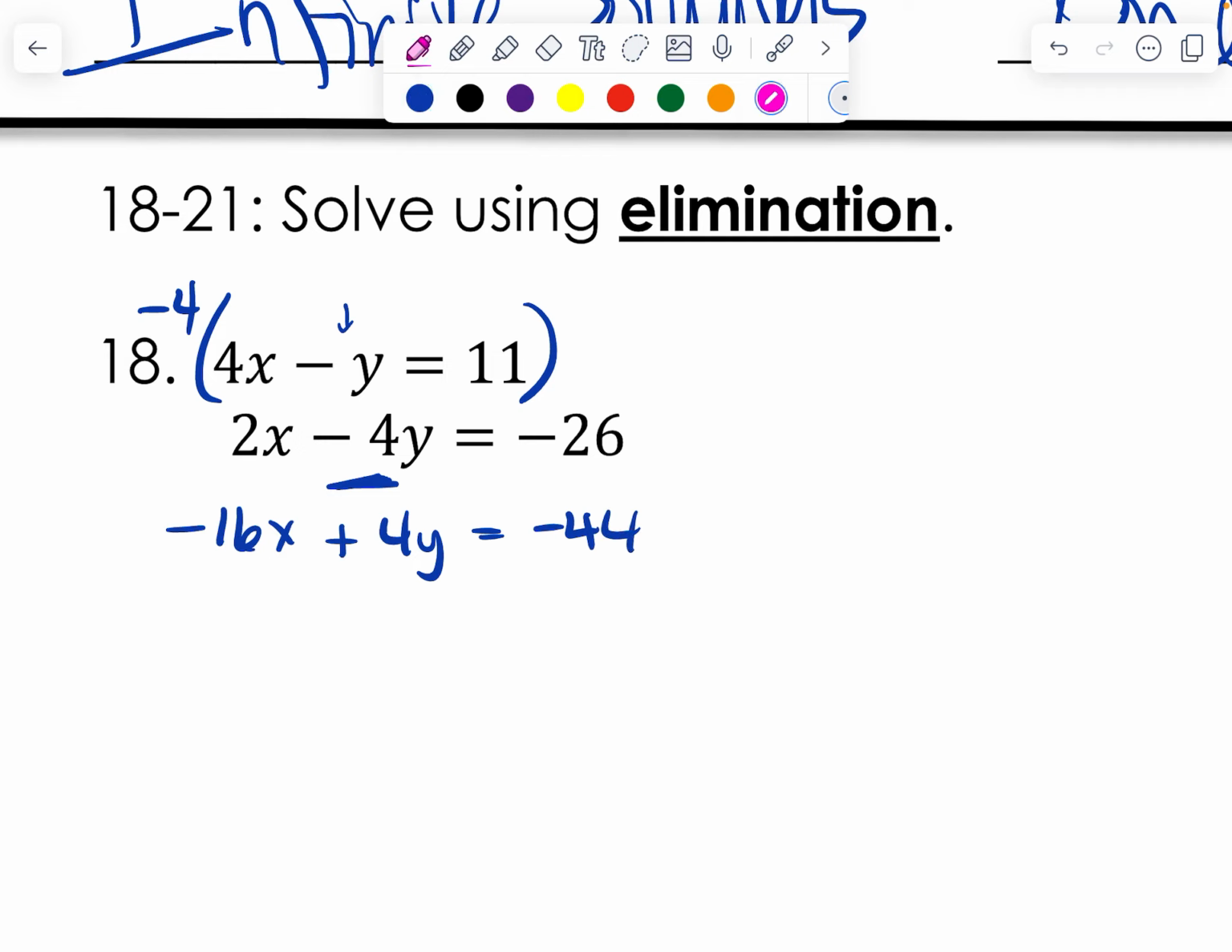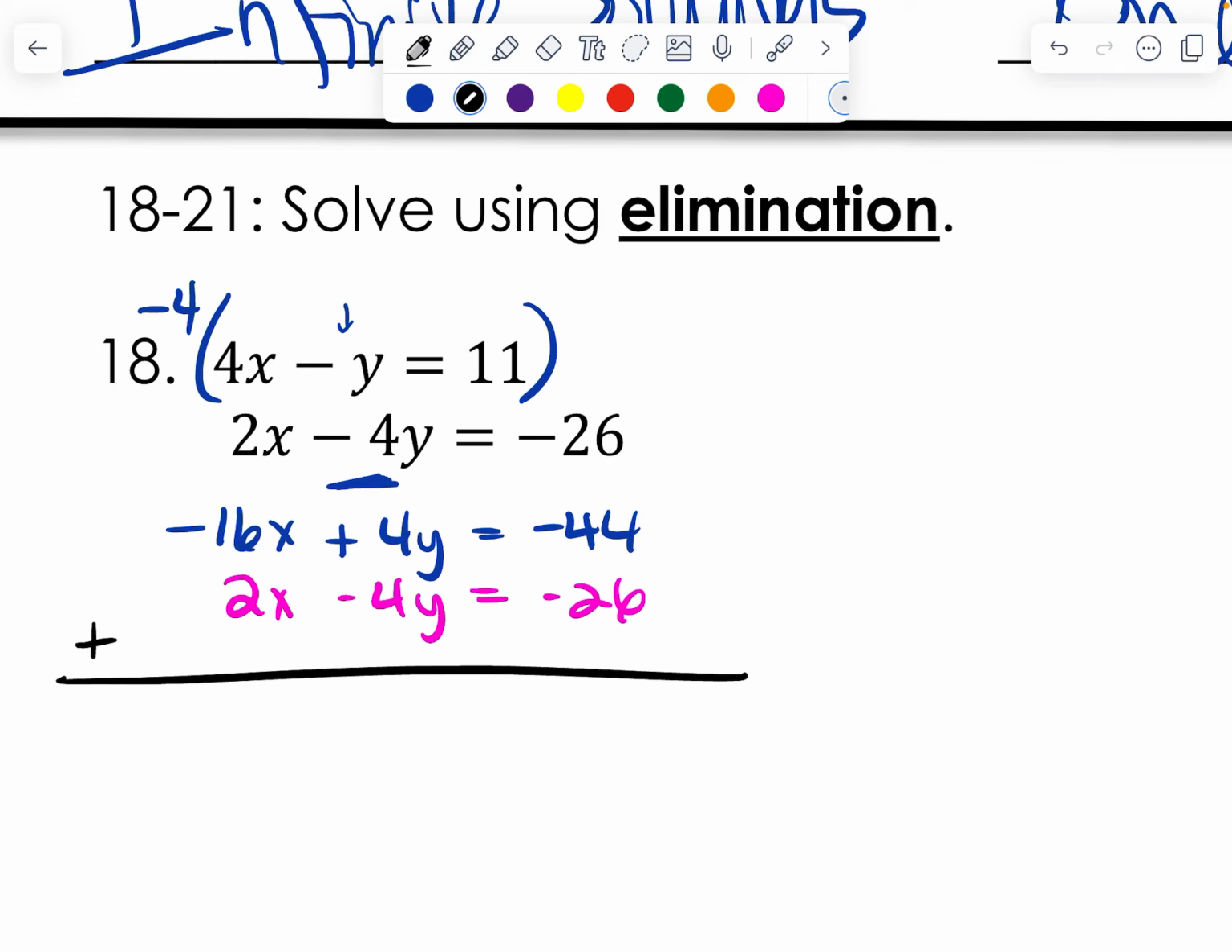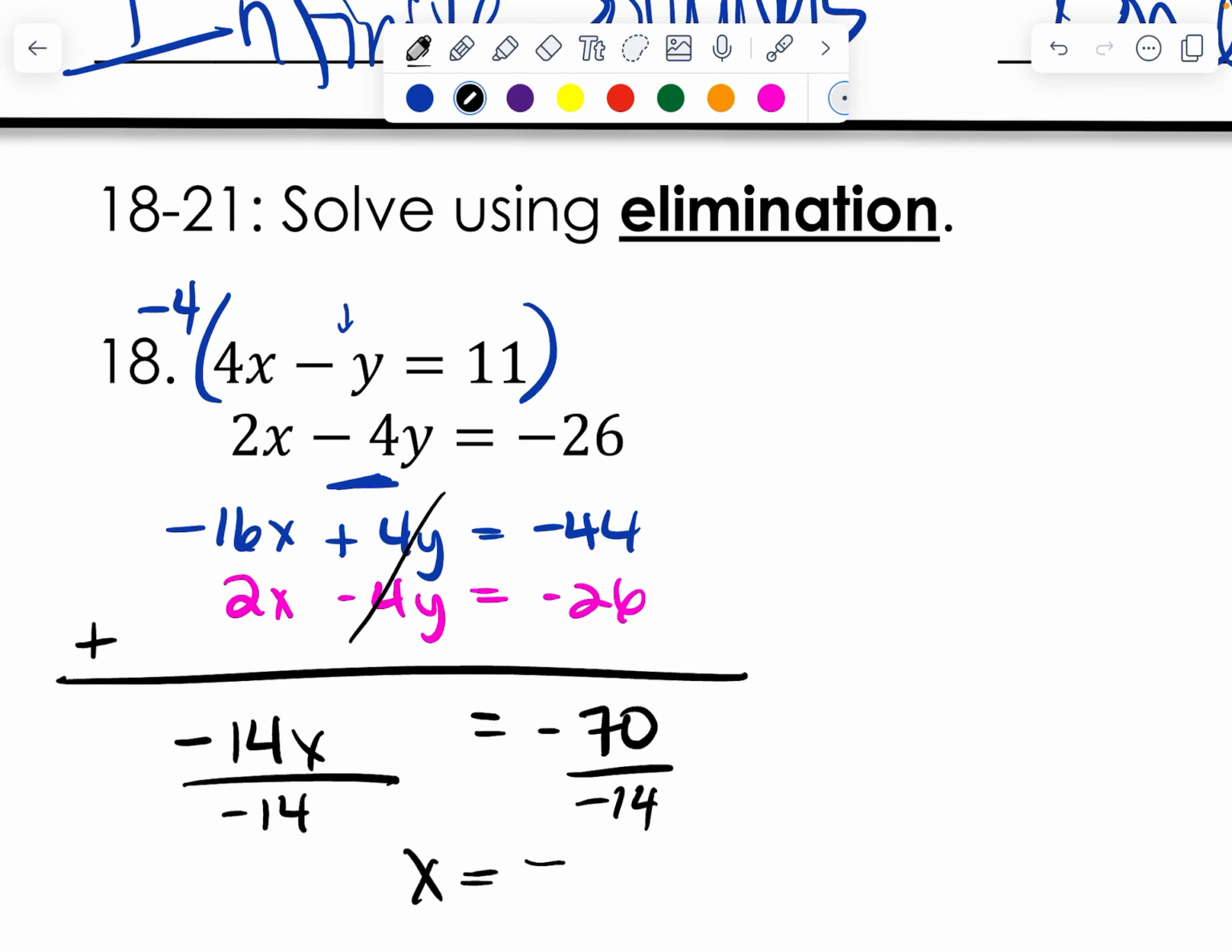My second equation, I write down exactly how it is. I don't change it at all. I add straight down. I get -14x. This goes away. And I get -70. I divide by -14. And x equals 5.